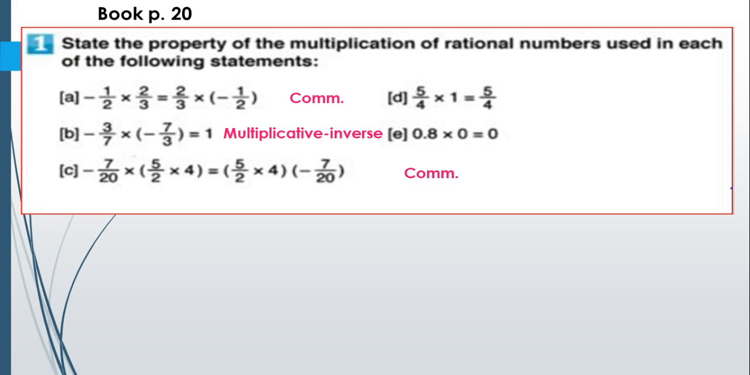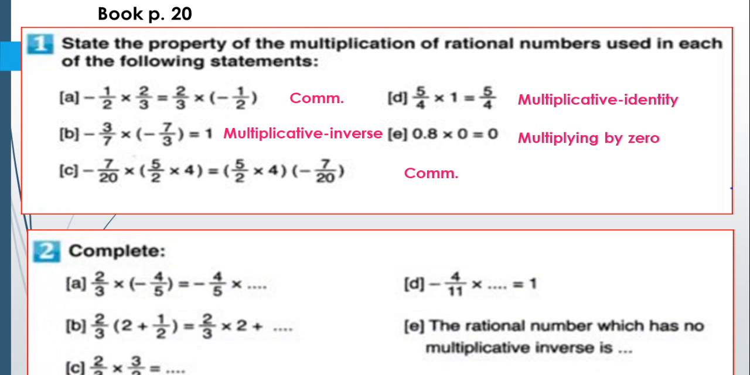Letter D, 5 over 4 times 1 equals 5 over 4. It's multiplicative identity. 0.8 times 0 equals 0. It's multiplying by 0.